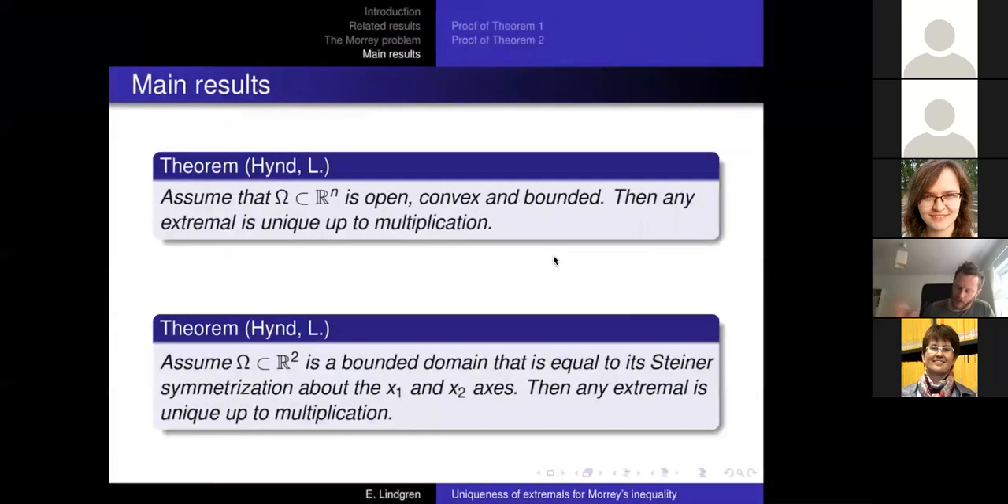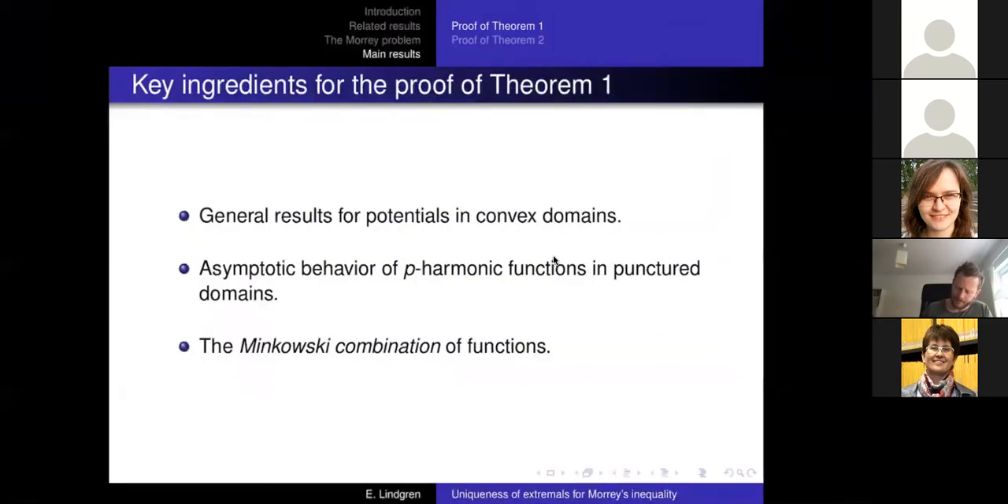So we were able to do it for convex domains, and also using maybe more standard methods, symmetrization methods, you can also prove that there's a unique minimizer in Steiner symmetric domains. I don't know if I have time to discuss the second theorem, but this is also something you can do. But let's now focus on the convex domain and see what we can say. So there are three main ingredients.